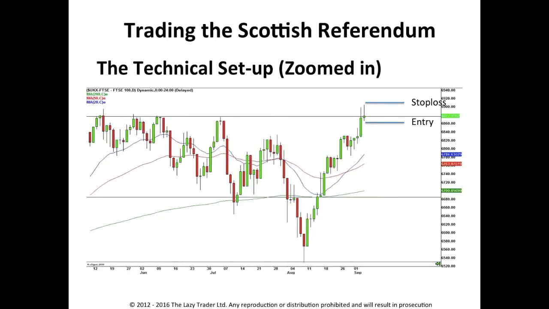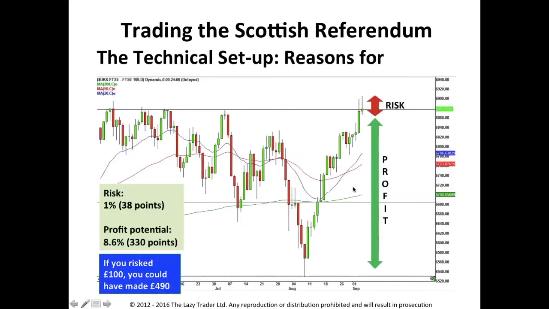So what we did was we placed our entry just below the low, stop loss above the high. We're anticipating decent reward to risk. In fact, it was an 8.6 to 1 reward to risk. We were risking 38 points and we were potentially going for 330. So that's 8.6 to 1.